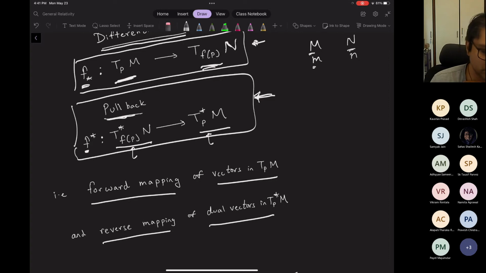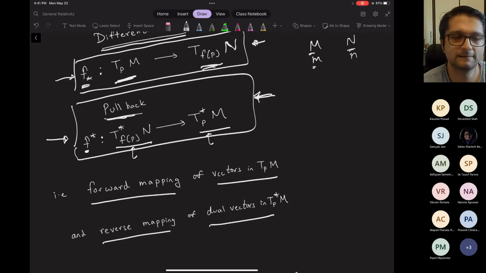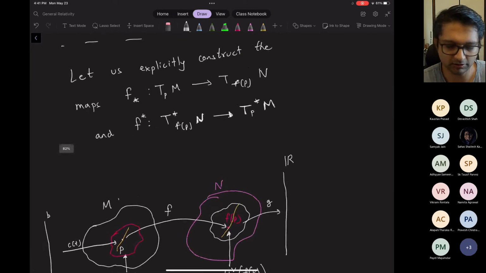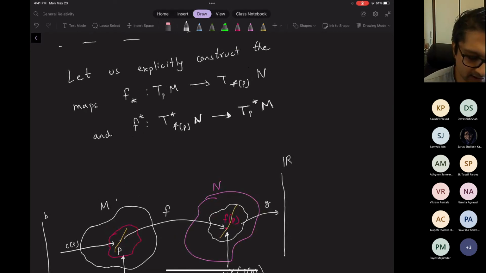Okay, so what we're going to do next is construct these maps, the differential map and the pullback map, explicitly, to see what that mapping is. So that's what we'll do next. That's what I've written here. Let us explicitly construct the maps.